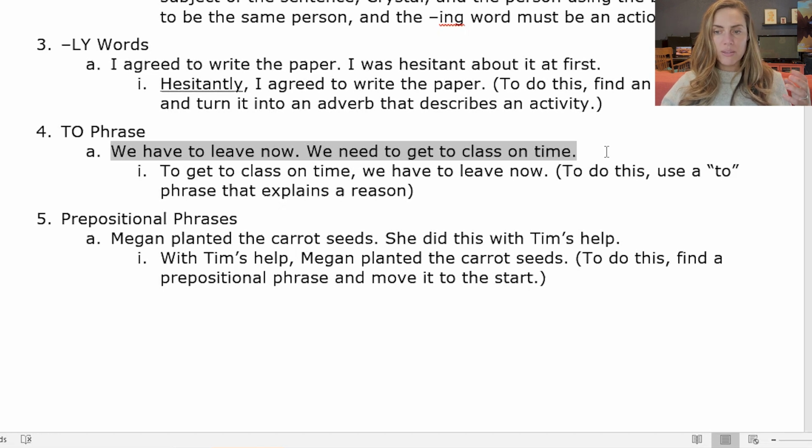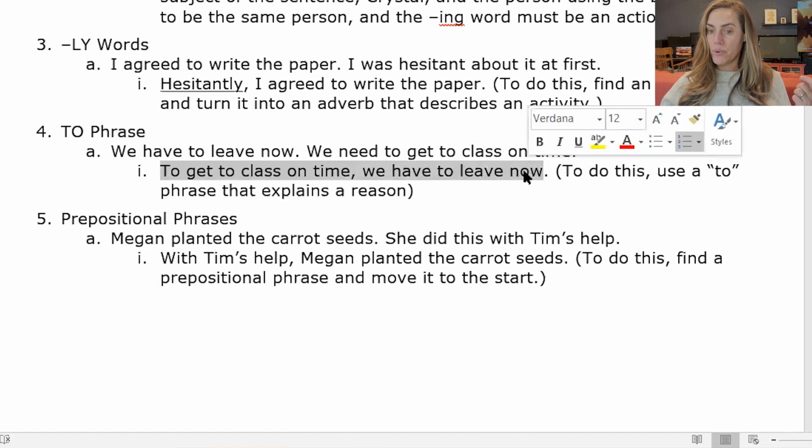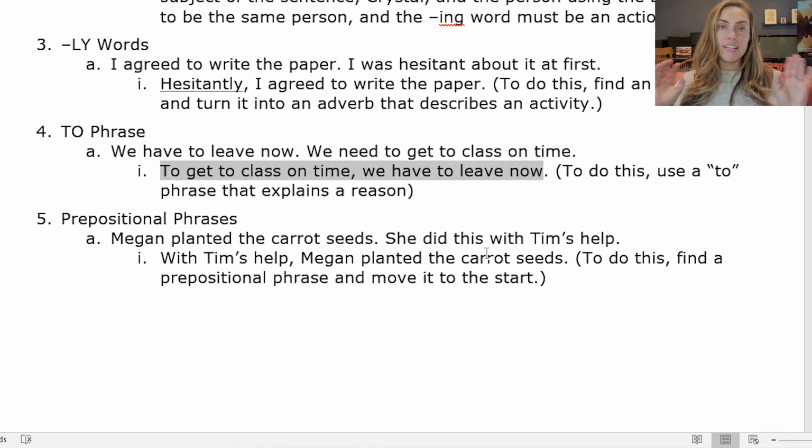So what is something in here that shows that we have to do something, something needs to be done, right? And that is to get to class, right? So here, to get to class on time, we have to leave now, okay? So again, it needs to be the same people that need to get to class on time and the same people who need to leave now, the same subject, in order for this to work.